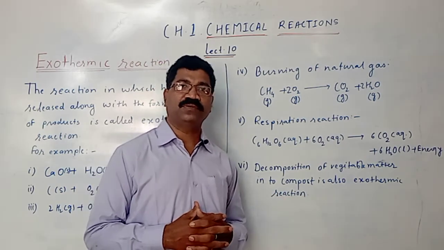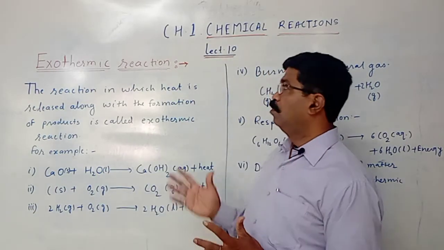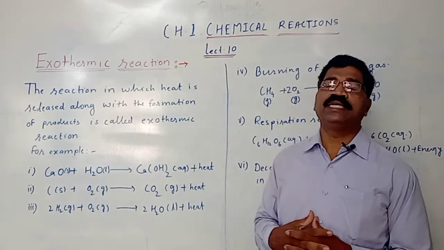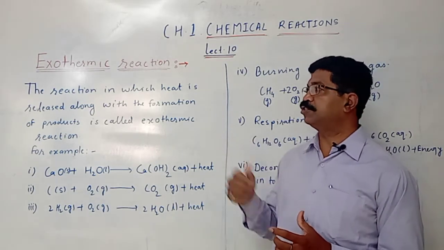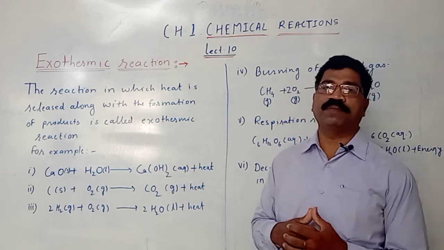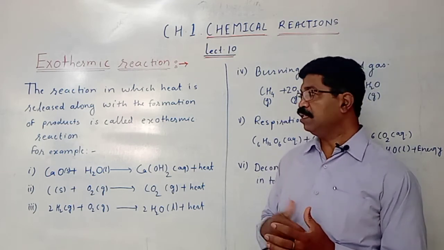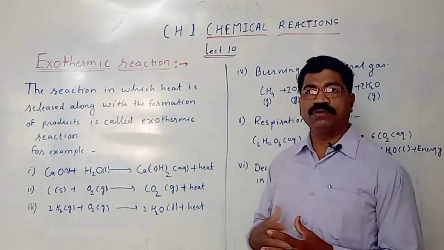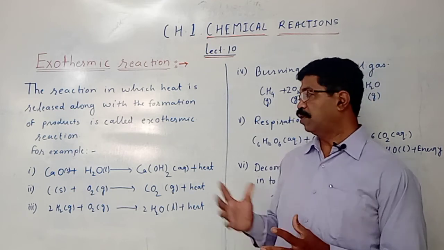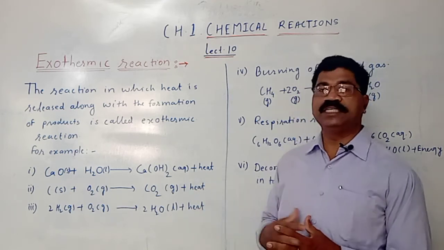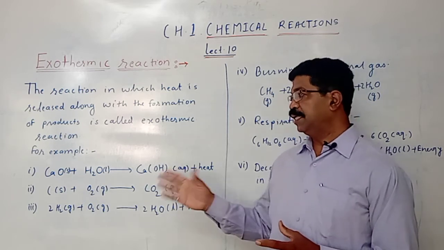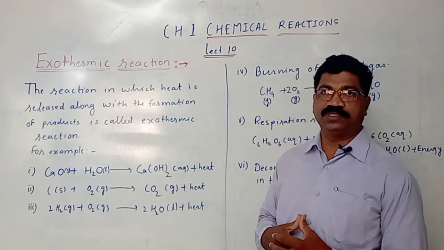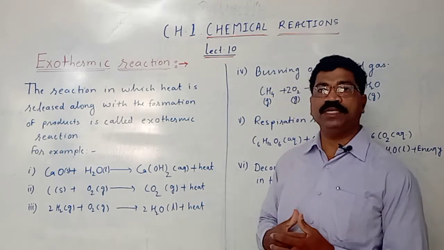Have you understood? Okay, let us revise again. What is an exothermic reaction? The reaction in which heat is released along with the formation of products is called an exothermic reaction. For example, quick lime CaO reacts with water to form what? Calcium hydroxide plus heat energy will be given out. Then carbon plus oxygen gives us carbon dioxide plus heat energy will be released. C plus O2 gives us CO2 plus heat energy.